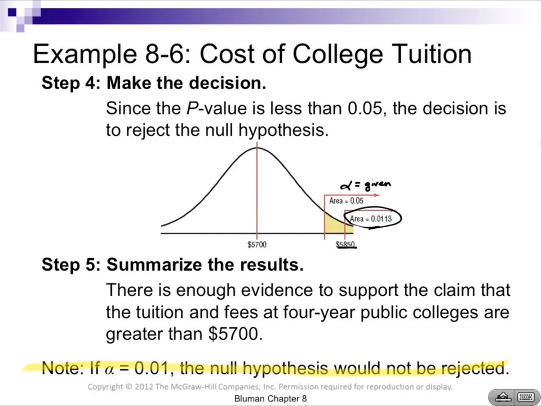Now, if you wanted to do another test later and set up a different alpha, that's perfectly fine. But for the test that you're running, you always set the alpha before you start. And in your case, it's given in the problem.